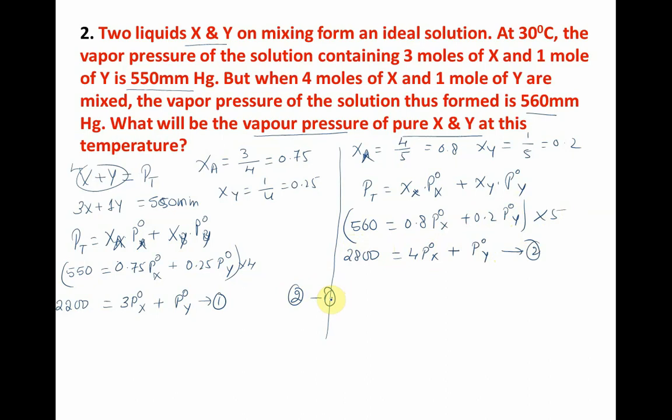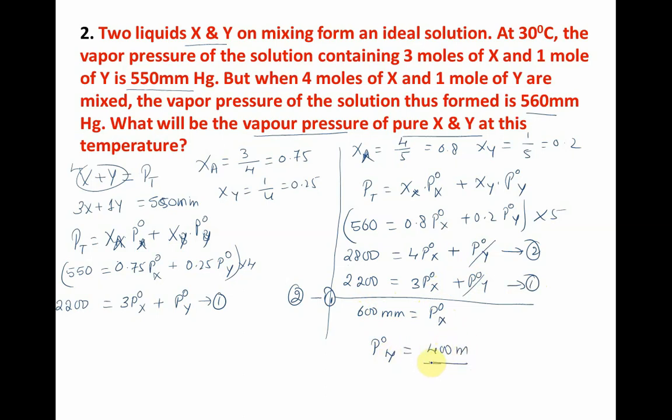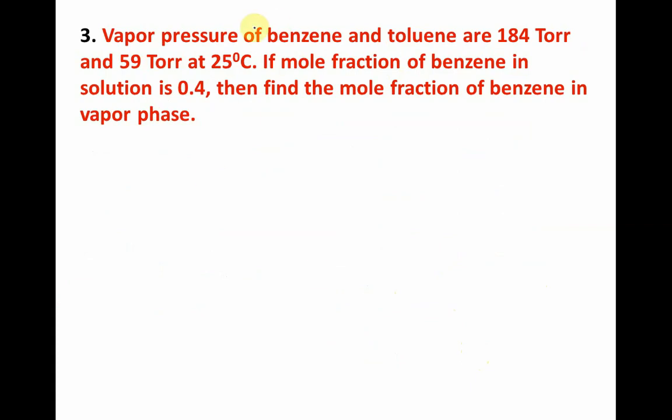Subtract equation 1 from equation 2. We already got equation 2, and I will put here 2200 is equal to 3 P naught X plus P naught Y, which is equation 1. What do I get? P naught X is 600 mm of Hg. Then P naught Y is equal to 400 mm of Hg. Please note it down.